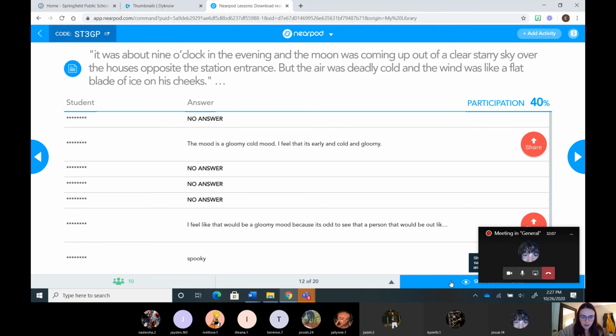So I'm seeing a few people now that are saying things like gloomy, cold, spooky. Definitely works. Spooky would be a good one. I think gloomy is a good one because it's dark outside. I remember when we read this, a lot of people said that it was a very dark or mysterious mood. I think maybe because we hadn't gotten the definition in our minds yet, we weren't overthinking it.